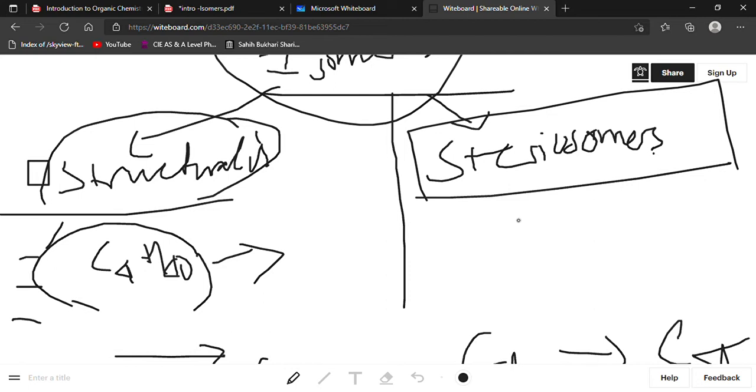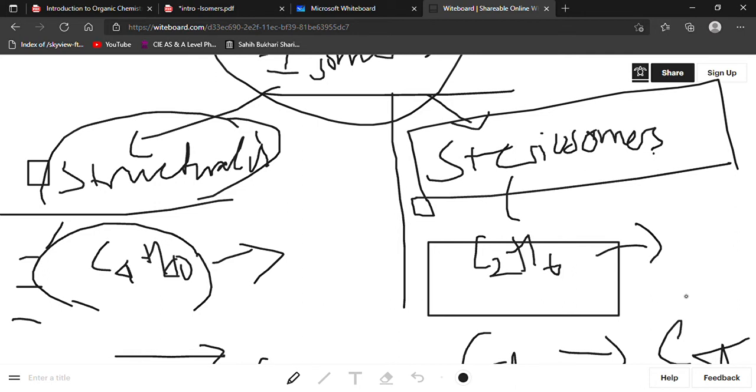But the scientists discovered that even if you had compounds with the same molecular formula, like C4H10, and the structural formula is also the same, still the reaction could differ. So what was the reason for that? Then they found that they have the same molecular formula, say let's say C6H6, the same structural formula, but they had a slightly different reaction.